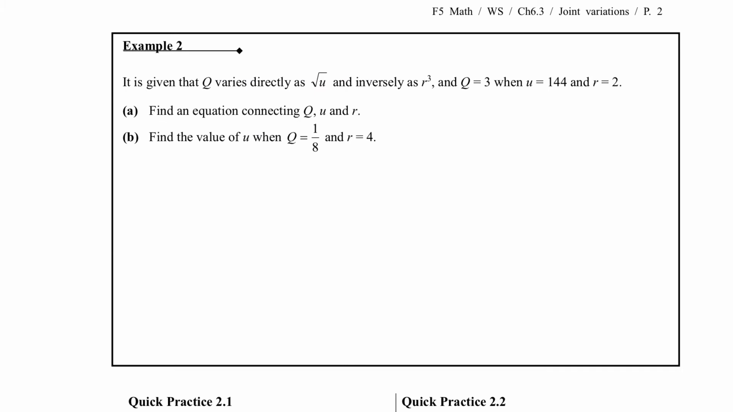Let's look at example 2. Q varies directly as the square root of U and inversely as R cubed. The first part is to find the equation. For this chapter, the questions are most likely the same. Part A must ask you to find the equation connecting Q, U, and R. It must be the first part, finding the equation first, and then doing further calculations or substitutions in part B. So Q varies directly, k square root U, and inversely, that means it's in the denominator, so R to the power 3. And don't forget k is a non-zero constant, so k is not 0.